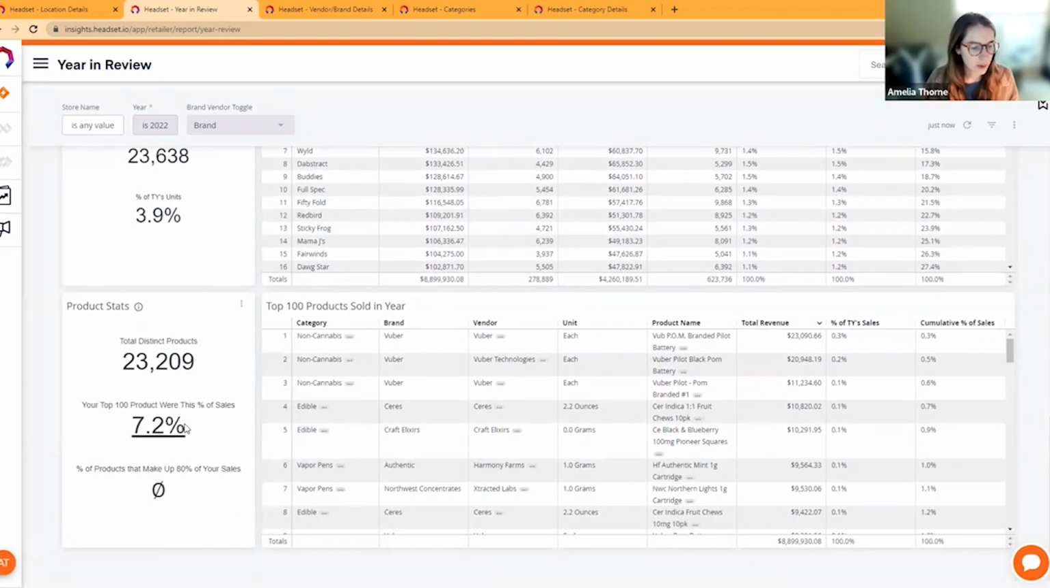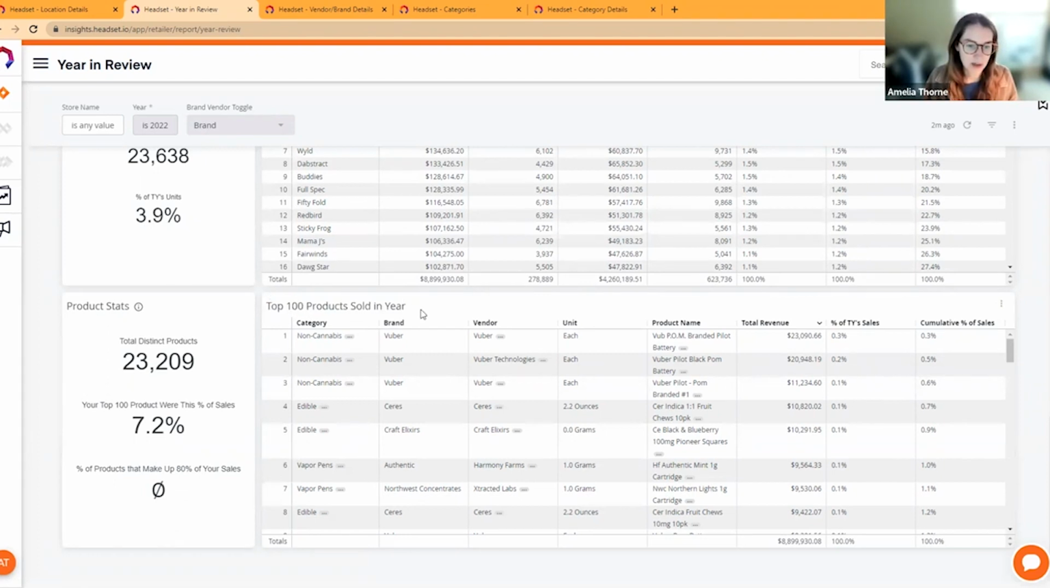And then this is more of a Pareto Principle type of thing. So total distinct products, almost 20, so 23,000 here. Top 100 products were this percent of sales. So our top 100 products made up 7.2% of our total sales. And then down here, we do have a null value, but essentially this is the Pareto principle that I spoke about. This is the small percent of products that are making up 80% of your sales. So we should have around 20% here if we're following the Pareto principle rule.